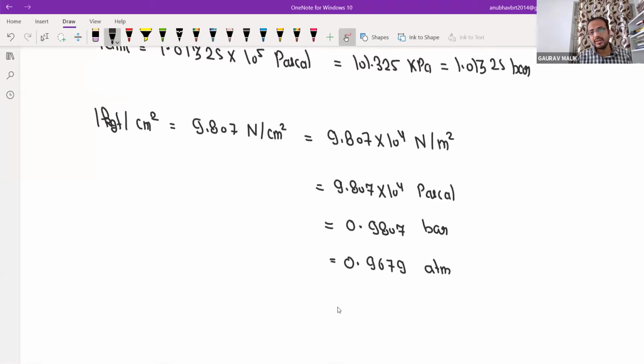Because we have two components: one is normal stress and one is shear stress. So it is a component of force. The normal component is known as pressure and the tangential one is known as shear.